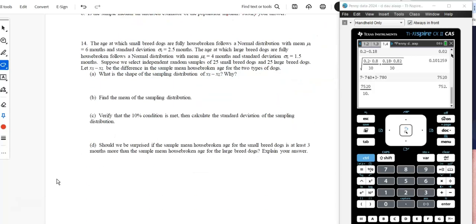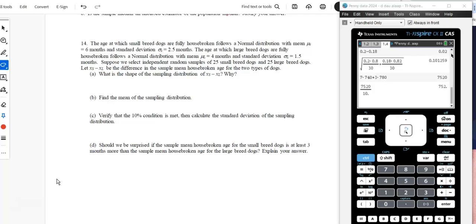Last question. The age at which smaller breed dogs are fully housebroken varies from a normal distribution of mean of 6 months. Wow, it takes a while. Standard deviation of 2.5. The age at which a large breed of dogs are fully housebroken is 4 months with standard deviation of 1.5. So, okay, they're faster. Suppose we select an independent random sample of 25 small breed dogs and 25 large breed dogs. The difference, it'd be the difference small minus large.